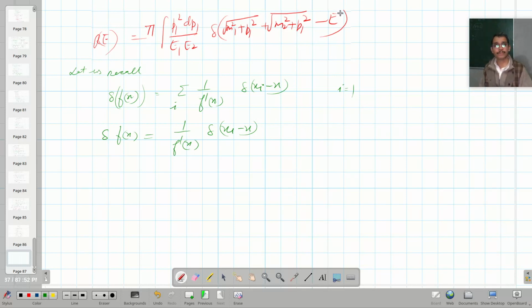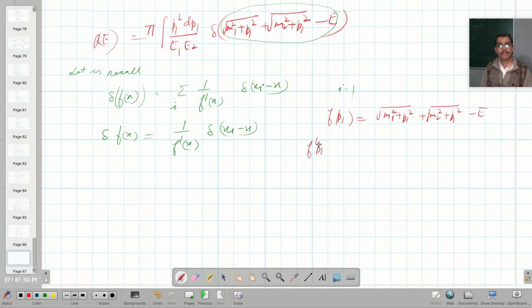So here this part is a function of momentum. Therefore f of p1 can be written as square root of m1 square plus p1 square plus square root of m2 square plus p1 square minus e. Now what is f prime of p1? If I take its derivative, e is independent of p, so its derivative will be 0.